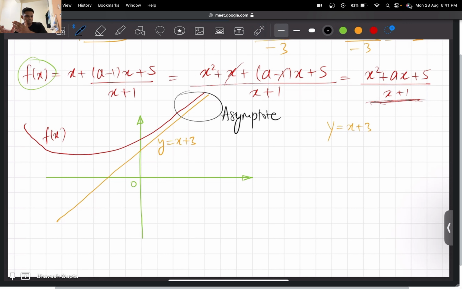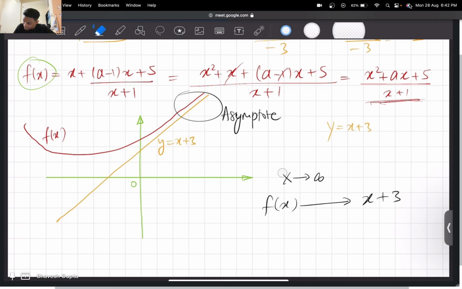They are very close, but they never touch each other. So that's the story of an asymptote. You can say it's like a tangent at infinity, but that's a crude way of saying it, and it's not exactly true. They are very close. I mean, you can say that when x tends to infinity, f of x tends to x plus 3. That's what you can see from here. So that's what is meant by asymptotic behavior, or an asymptote.